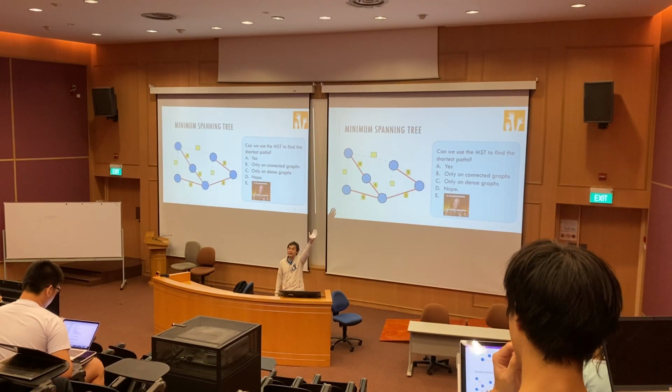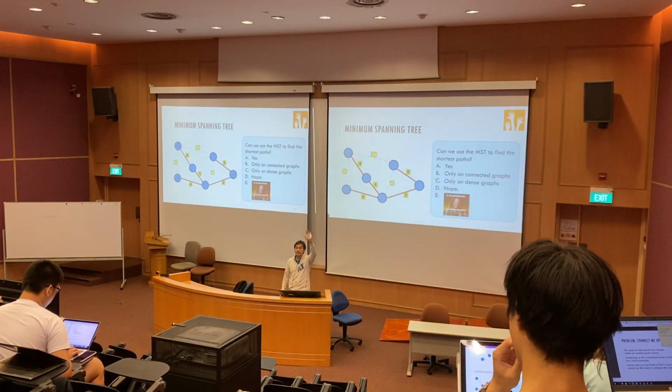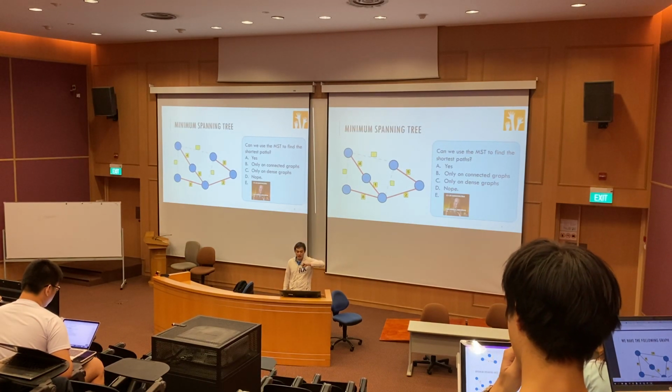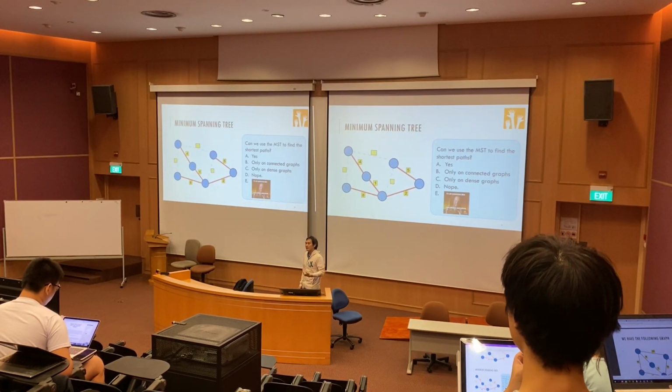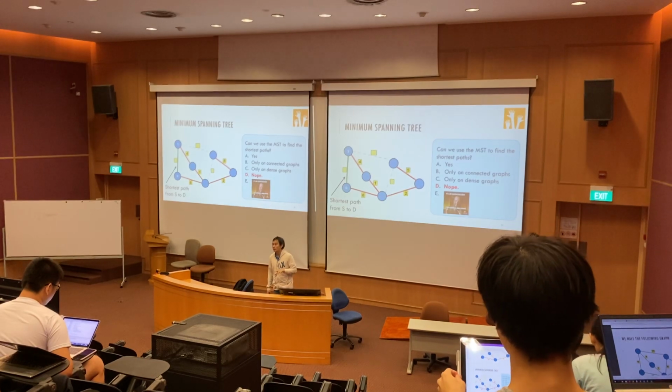Okay. Only on connected graphs? Only on dense graphs? D, nope. Okay, and E, I'm not sure. Alright, so it turns out that this is a very common error, that shortest paths are not equivalent to MSTs.